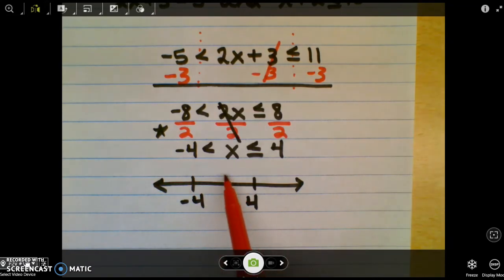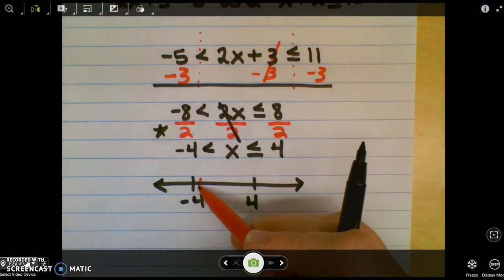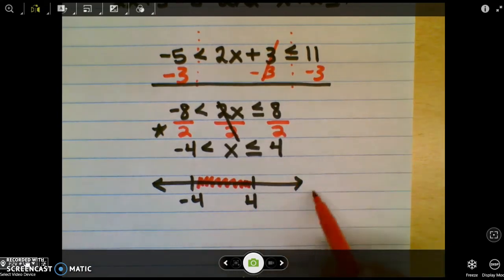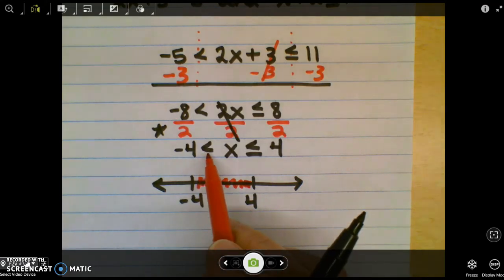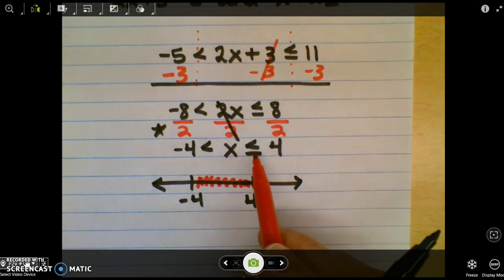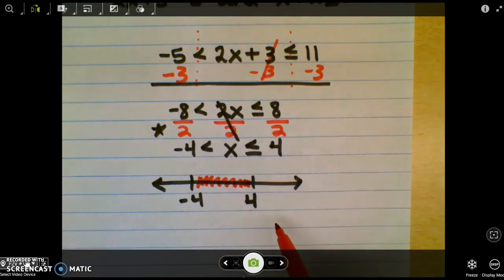Let's pick a number from in here. 0. Is -4 less than 0? Yes. And is 0 less than or equal to 4? Yes. So our middle section here is shaded. And then we'll check a number from over here. Let's do 10. Is -4 less than 10? Yes. And is 10 less than or equal to +4? And that is a no. So this will remain blank.